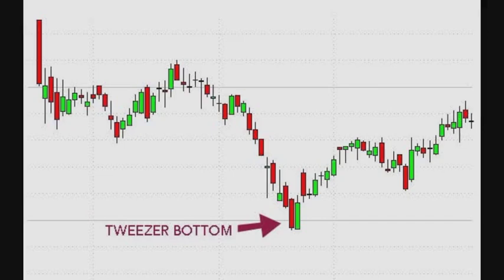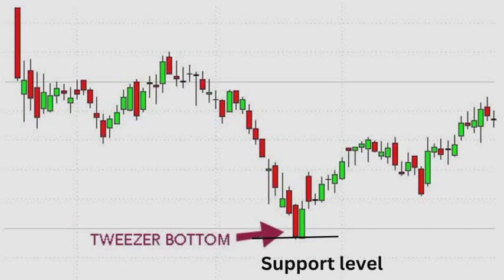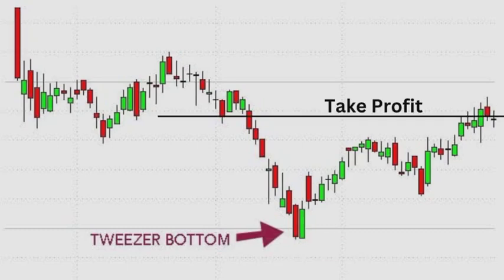How do we trade the Tweezer bottom pattern? We wait for confirmation or completion of the Tweezer bottom candlestick pattern at a support level. We enter a long position after the confirmation candle closes above the Tweezer bottom pattern. We place the stop loss below the lows of the Tweezer candles and we take the nearest resistance levels as our take profit position, or use a risk to reward ratio of 1:3.